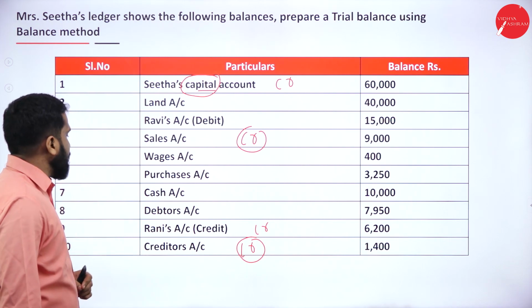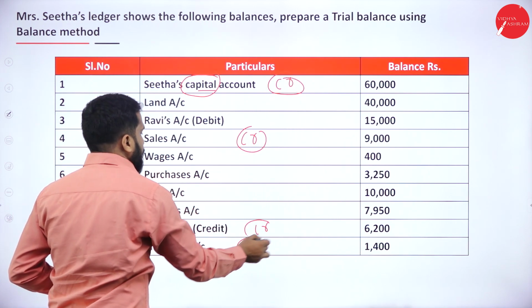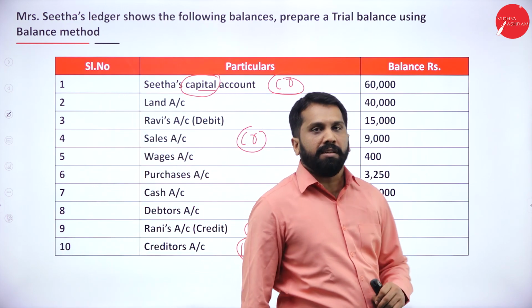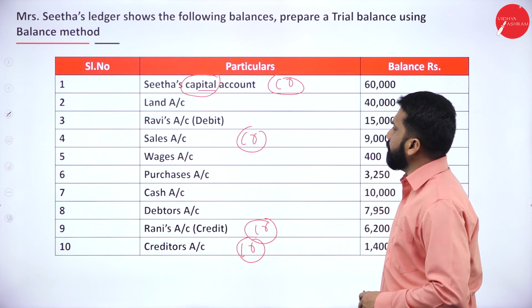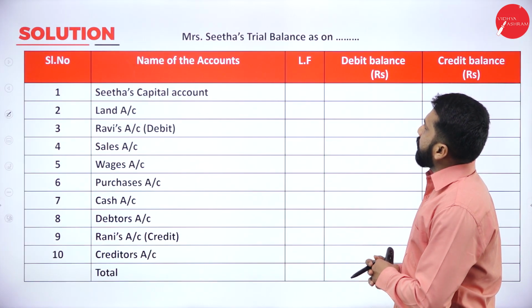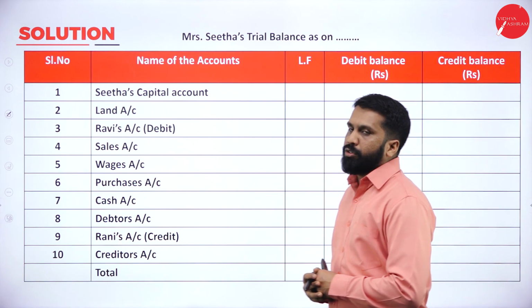Now, we consider the credit side: 1, 2, 3 and 4. We have 4 items which come under the credit side. I'll go to the answer. So the heading will be Mrs. Sita's trial balance as on. So it is the solution part.